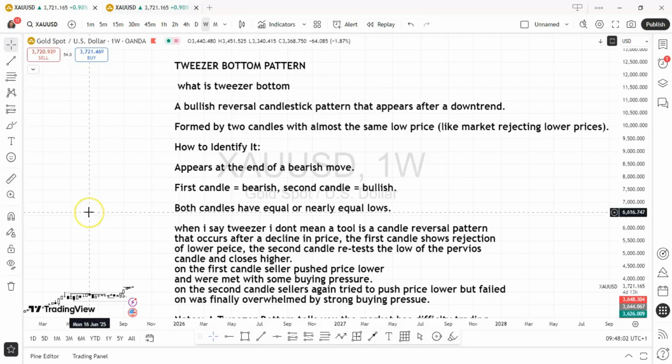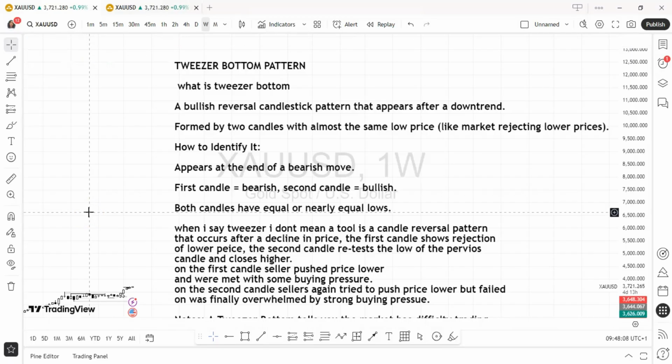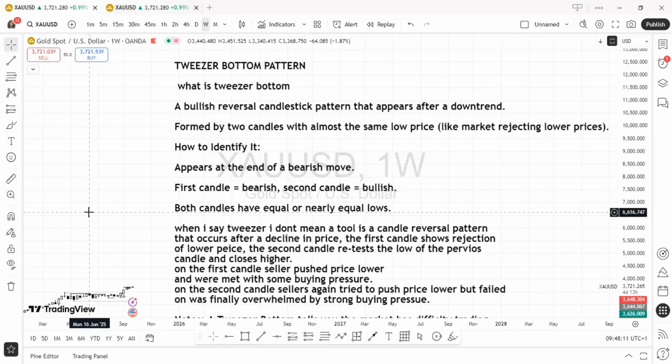Now, the tweezer bottom is a two-candle formation that forms after a downtrend, formed by two candles that have the same equal high and equal low, like the market rejecting price. Now, how do you identify these things? So stay to the end of this video so that you see the diagram of the tweezer bottom, so that when you see it on your chart, you will not make a mistake.